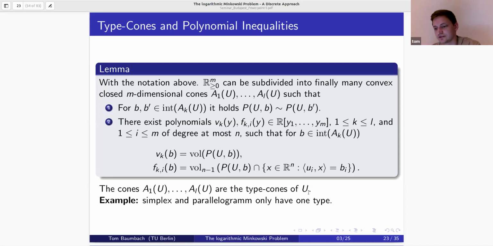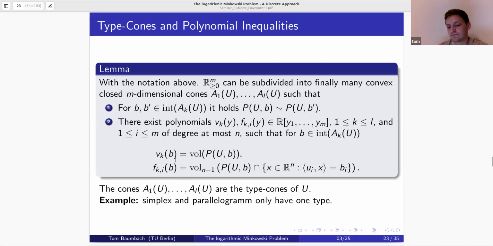And now the nice fact about these type cones is that there exist polynomials Vk, which stands for the volume of the polytope, and Fki, which stands for the volume of the facet, such that for any right-hand side B contained in the interior of a type cone, we can write down the volume of the polytope and the volume of the facet as a polynomial. That's exactly what we wanted.